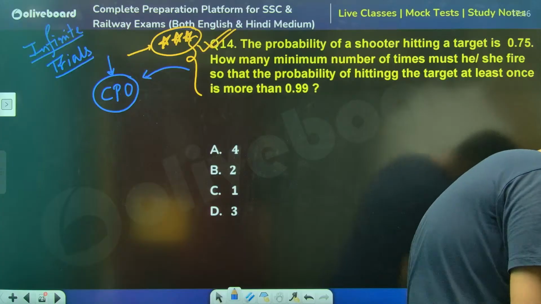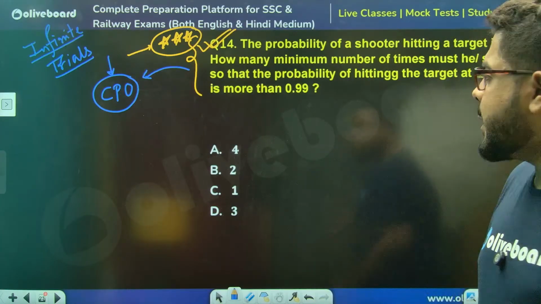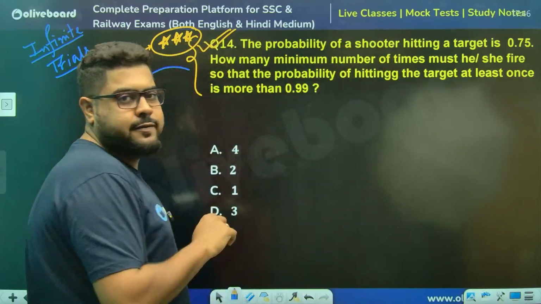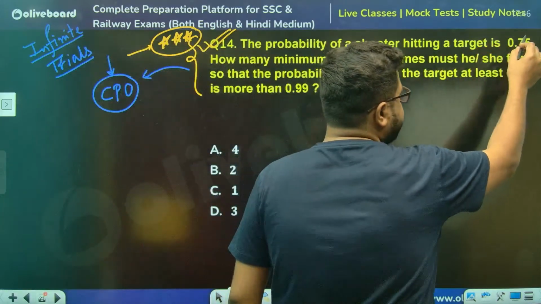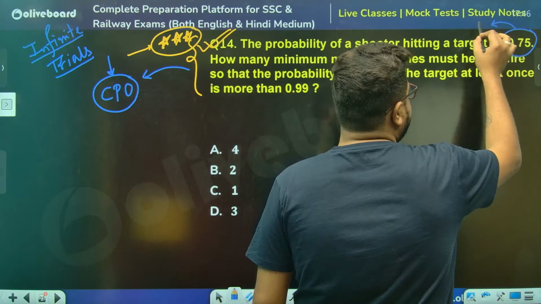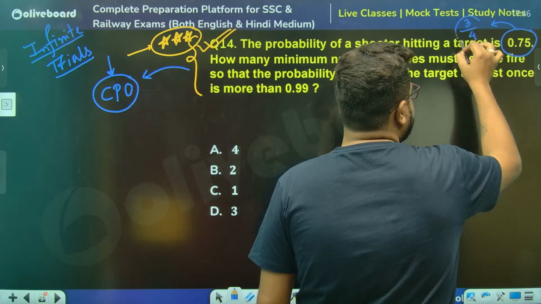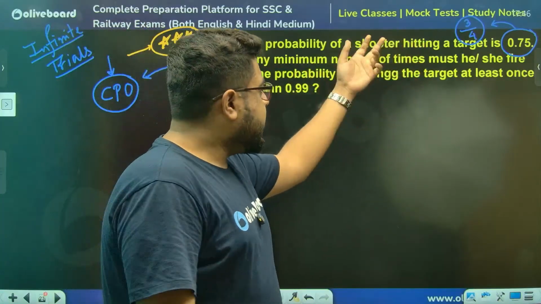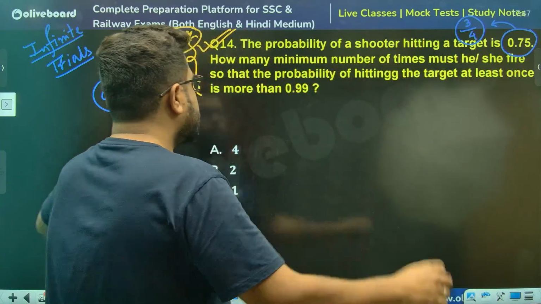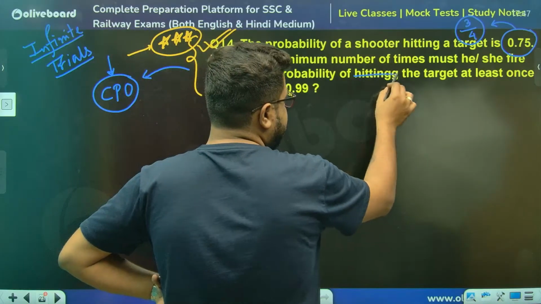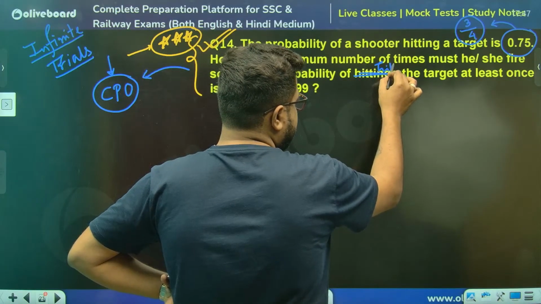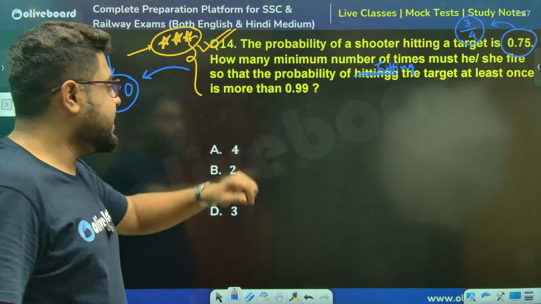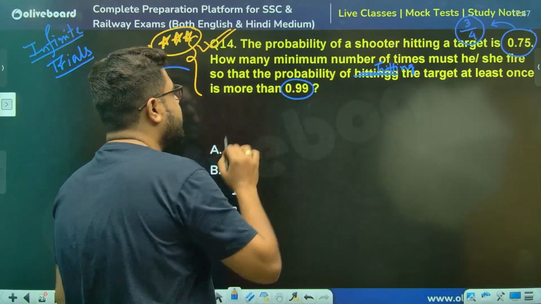Prajit is saying A, 4. Let's see, Prajit. Let's see, brother. The probability of a shooter hitting a target is 0.75. 0.75 means 3 by 4. Correct? Now, what is the minimum number of times he or she must fire so that the probability of hitting the target at least once is more than 0.99?